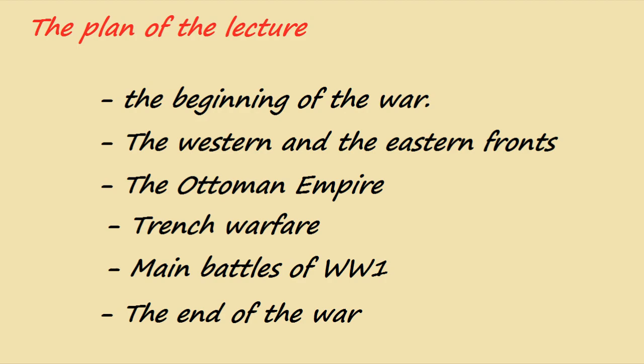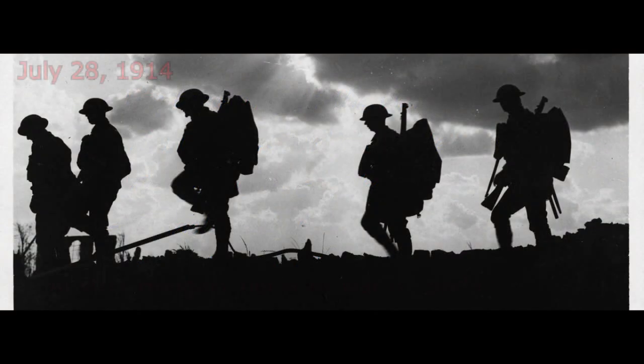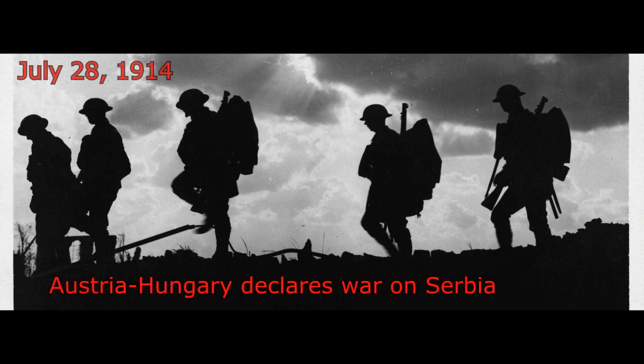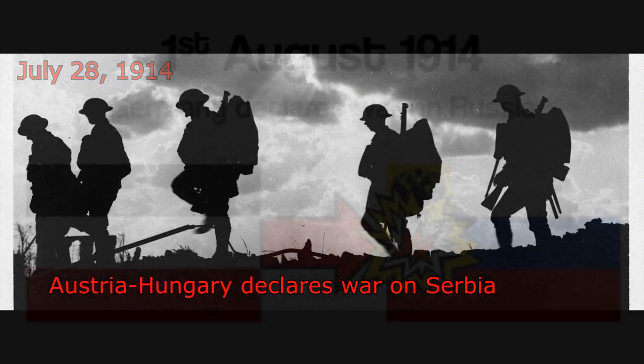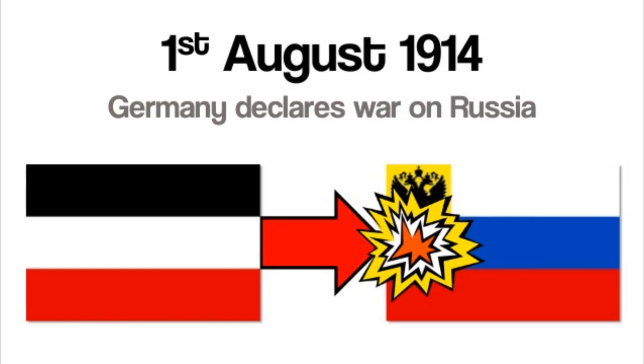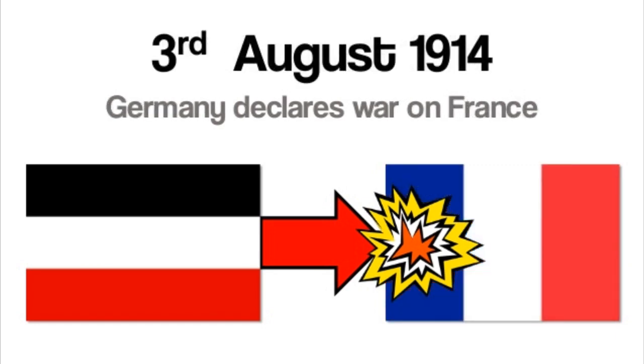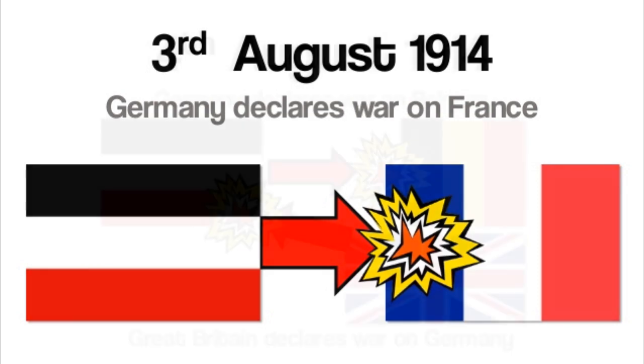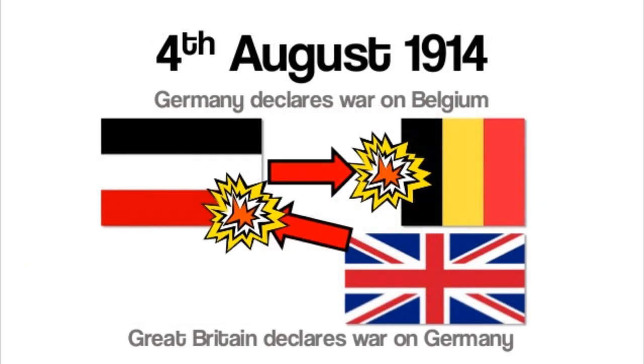So the beginning of the war: it started on July 28th when Austria-Hungary declared war on Serbia. Then on August the 1st, Austria's ally, Germany, declares war on Russia, because Russia is also an ally of Serbia. And on August the 3rd, Germany declares war on France, which is an ally of Russia, and then invaded neutral Belgium. There is something that we need to clarify here.